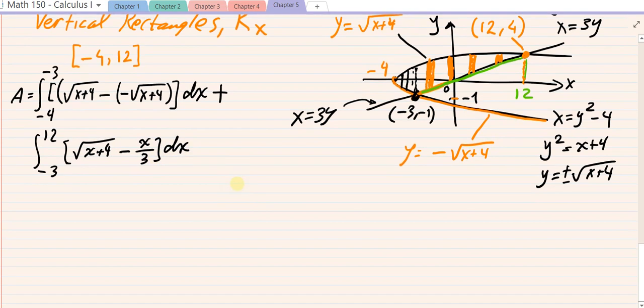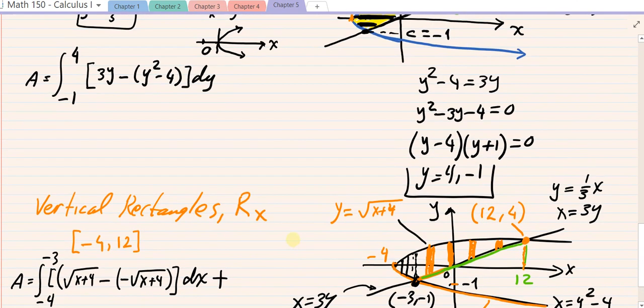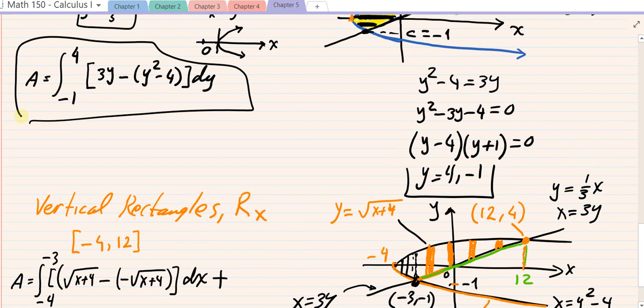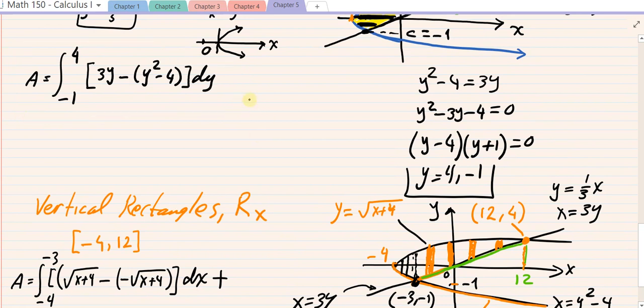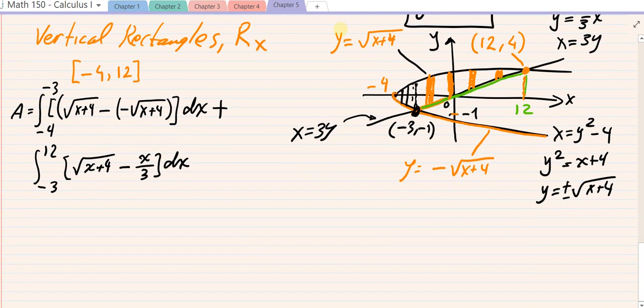Notice how much more complicated this got. This will be the exact same area as this one. So that's what I was saying. Well, how do we know which one to use? Whichever one is easier to integrate. I would use horizontal rectangles here, although this would work.